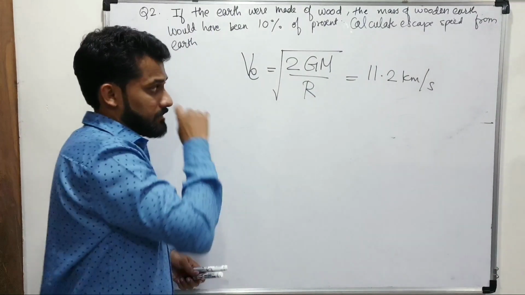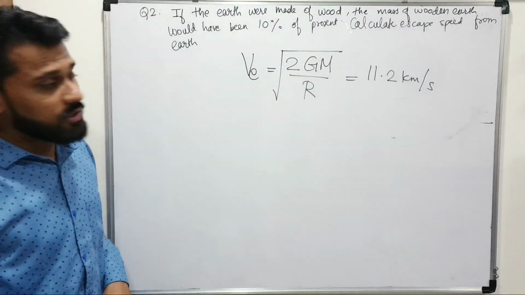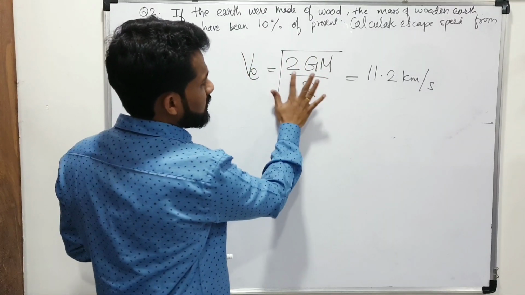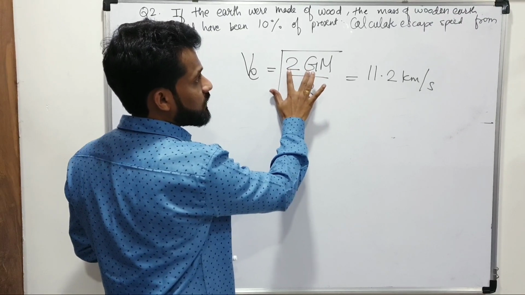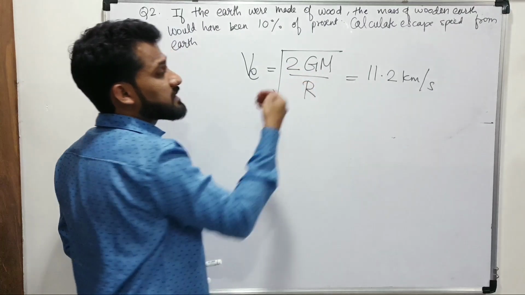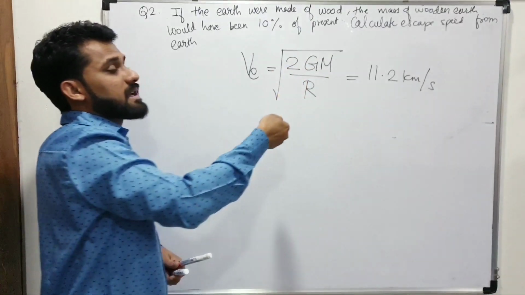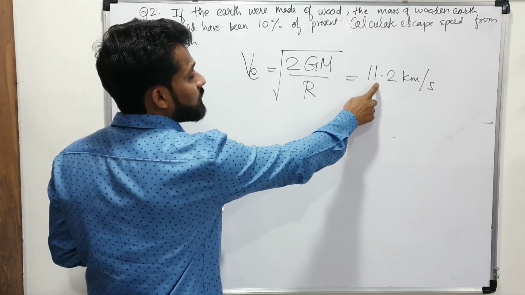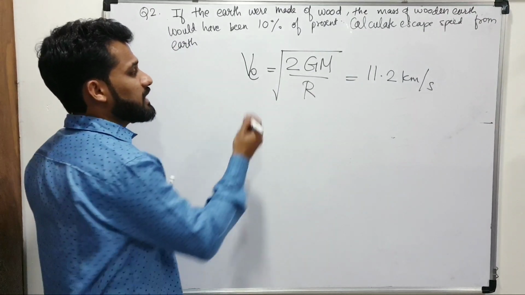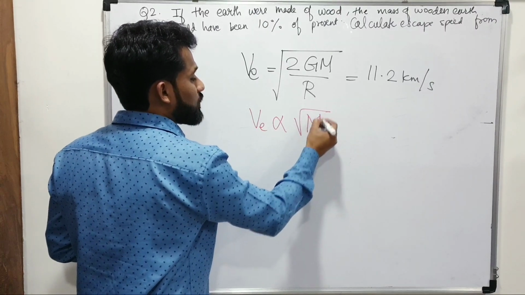But if the Earth's mass would have been 10%, if it was made up of wood, in that case everything would remain the same. 2 is constant, G is constant, the size is not mentioned, so it remains the same. Only the mass becomes 10%, means it becomes 1/10. Then what will happen to the escape velocity? So clearly escape velocity is proportional to the square root of the mass.